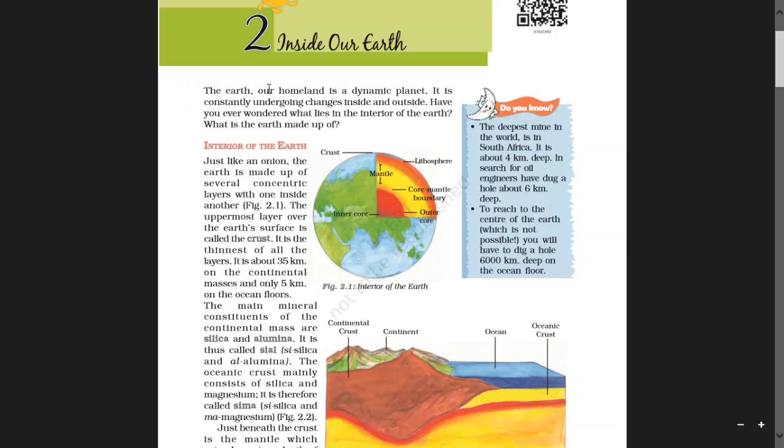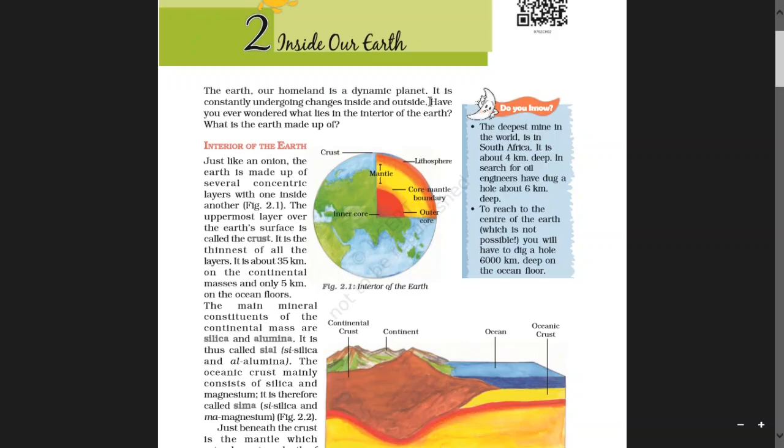The Earth, our homeland, is a dynamic planet. Boys, the Earth is our homeland. It is the planet where we are living. It is a dynamic planet. Dynamic means full of energy and ideas, boys. It is constantly undergoing changes inside and outside.